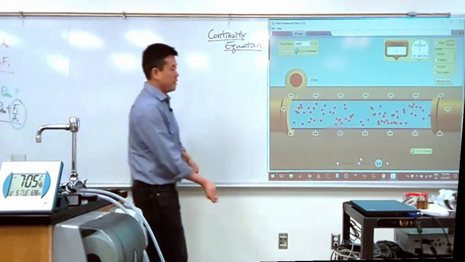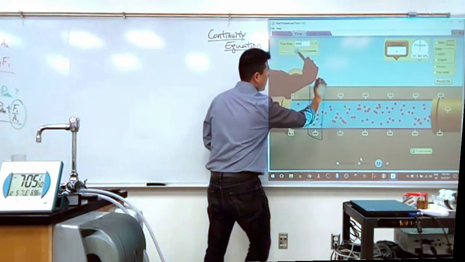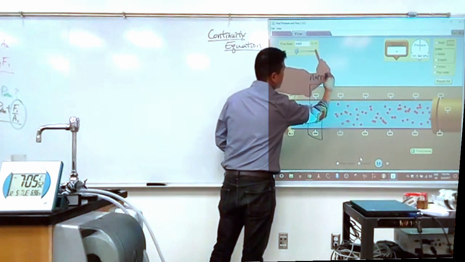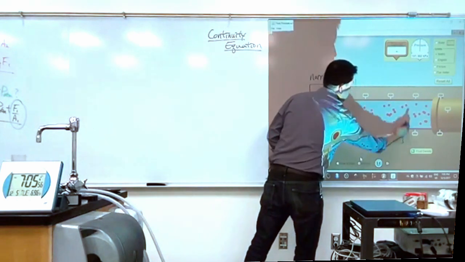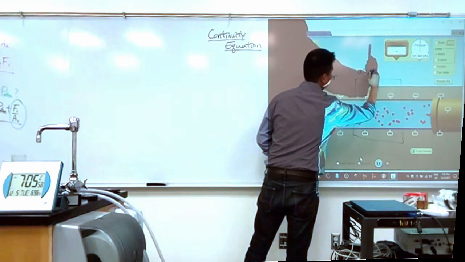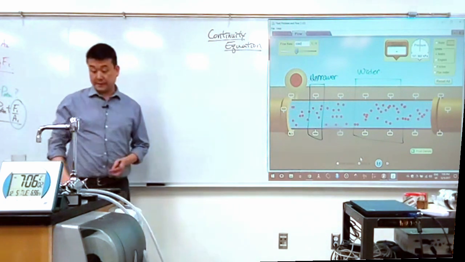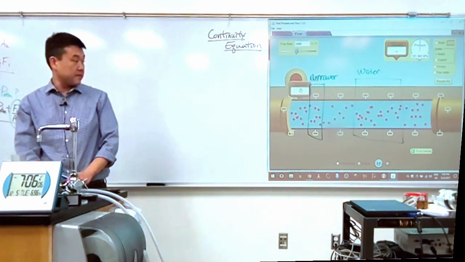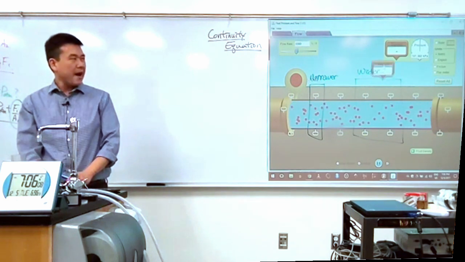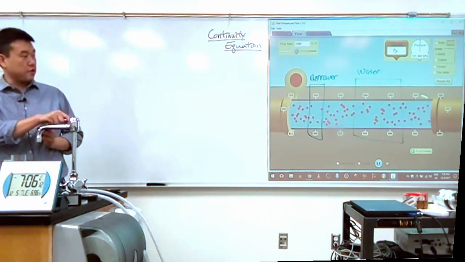I'm going to make this part of the pipe narrower. I'm going to make this narrower. And I'm going to make this portion of the pipe wider. How do you think the fluid speed, as would be measured by placing this here or here, how do you think that'll change as I make these two changes to the pipe?